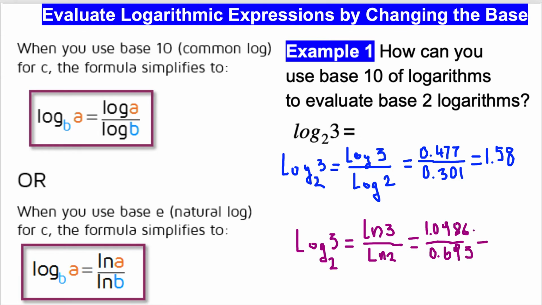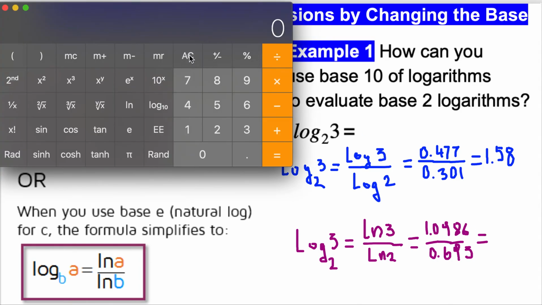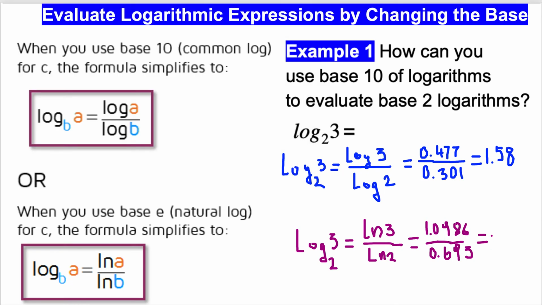Let's see what we get. So let's calculate everything now: 1.0986 divided by 0.693, and we get 1.58. So this is 1.58.